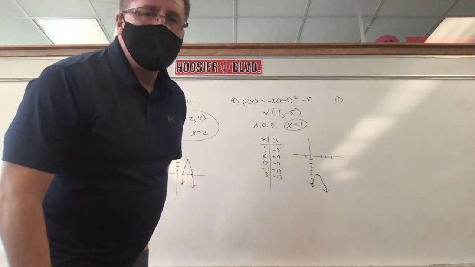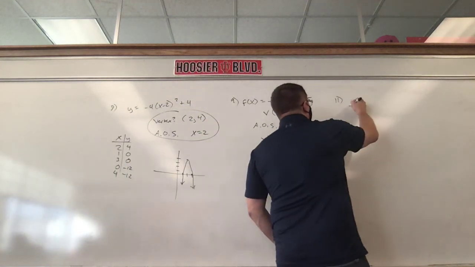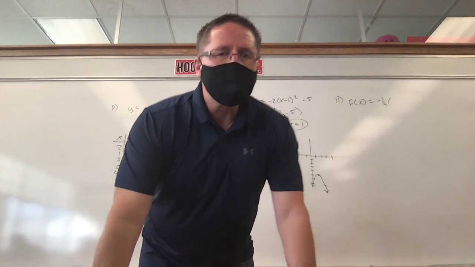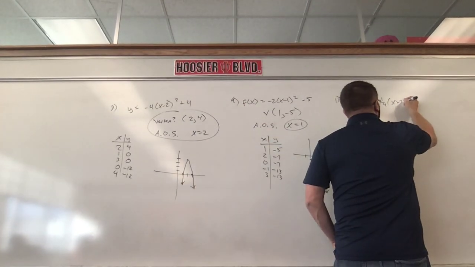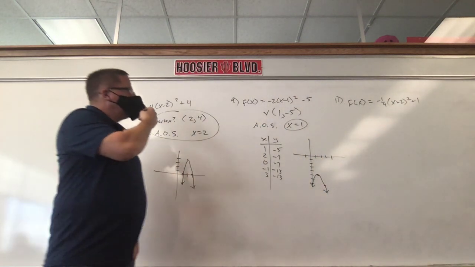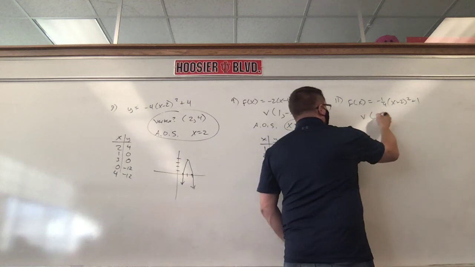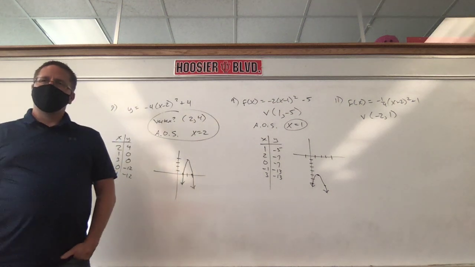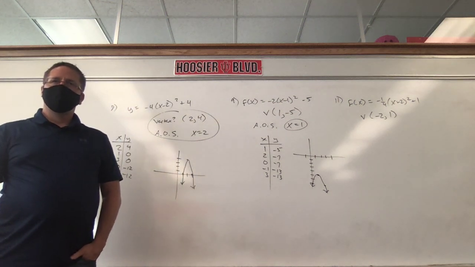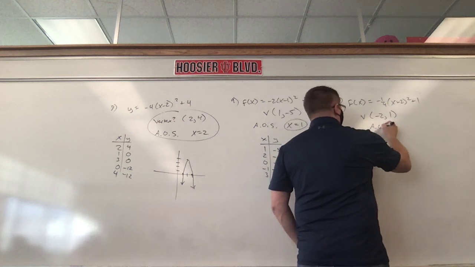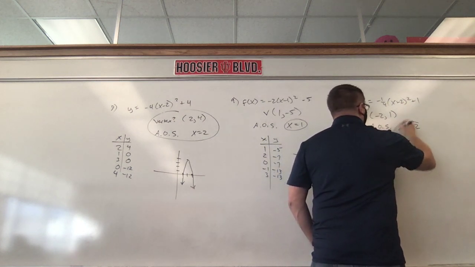Okay, so we have negative 1/4 times x plus 2 squared plus 1. Okay, so this time our vertex is negative 2, 1. It's going to get mega chunky. That's right, why? Because it's going to shrink. Why? Because 1/4 is smaller than 1. Good answers. Okay, the axis of symmetry is x equals negative 2.